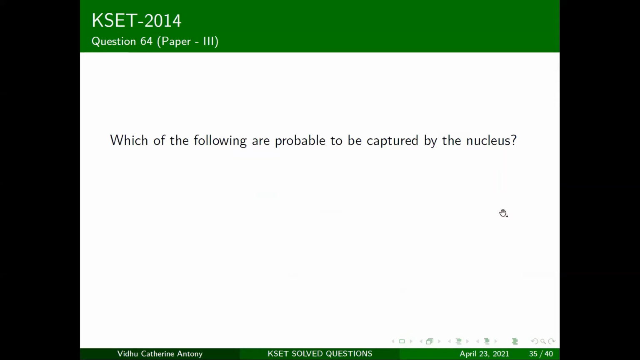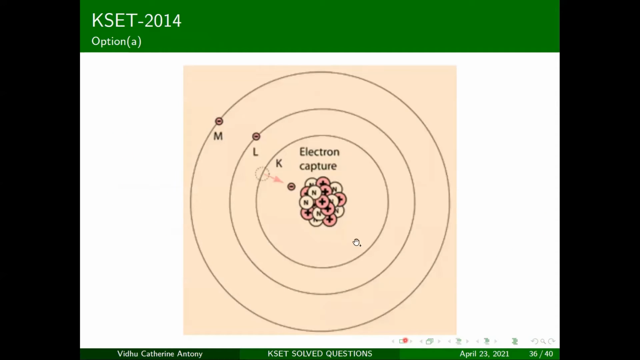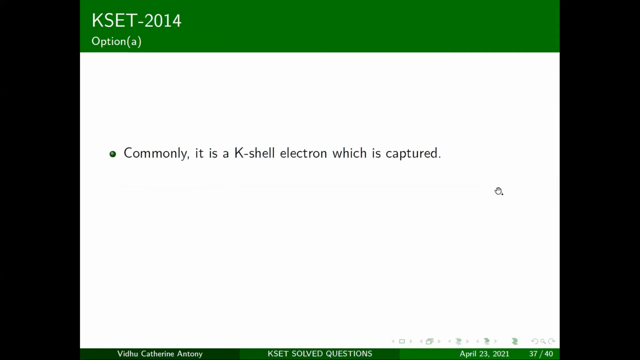Hopefully, I'm hoping. Okay, so which of the following are probable to be captured by the nucleus? Is it K shell electrons, L shell electrons, M shell electrons, or your outermost shell electrons? It's very obvious. The ones that are closer to the nucleus are going to require less energy to pull itself and fall into the nucleus. Okay, so it's the K shell, option A. It's commonly a K shell electron which is captured.